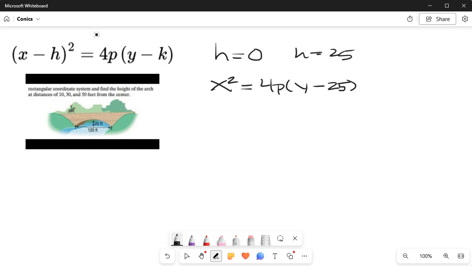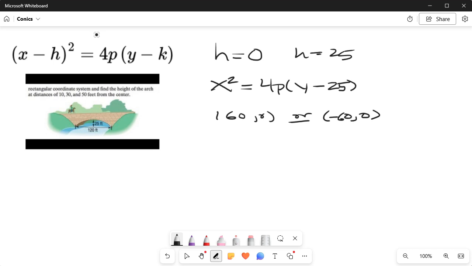Now, the other thing that we do know is that if there's a span of 120 feet, then one of the ordered pairs that we could work with, for example, could be (60, 0). But for that matter, we could also use (-60, 0).